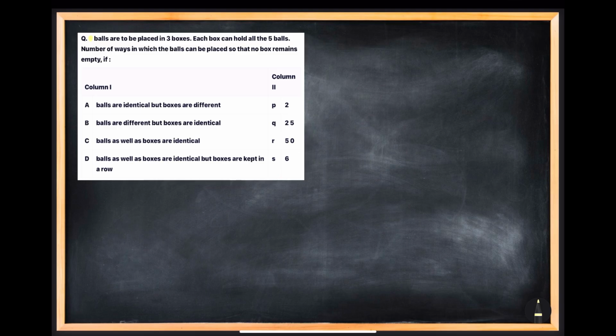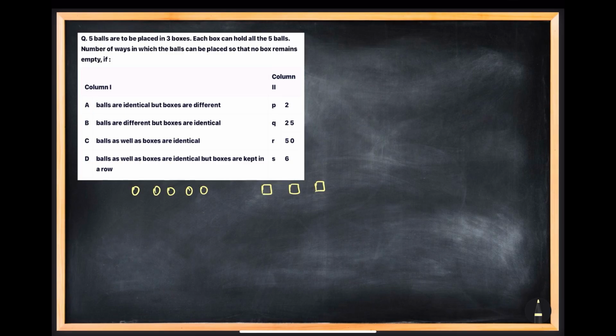Okay, 5 balls are to be placed in 3 boxes. Okay, so there are 5 balls and 3 boxes. Each box can hold all the 5 balls. Okay, max to max each box can have 5. Find the number of ways in which balls can be placed so that no box remains empty. So you have to give at least one ball to each box.